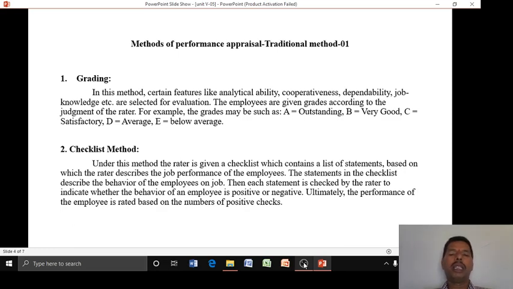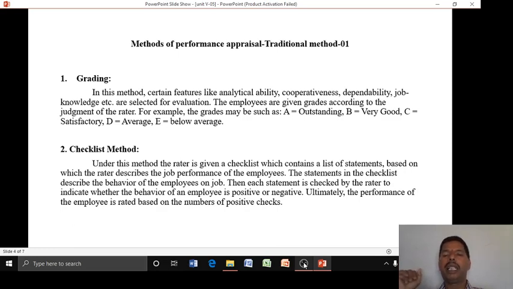Now, first one, grading. In this method, certain features like analytical ability, cooperativeness, dependability, job knowledge, etc. are selected for evaluation. Employees' analytical abilities, cooperativeness, dependability, job knowledge, etc. are selected as criteria for evaluation. The employees are given grades according to the judgment of the evaluator or rater.